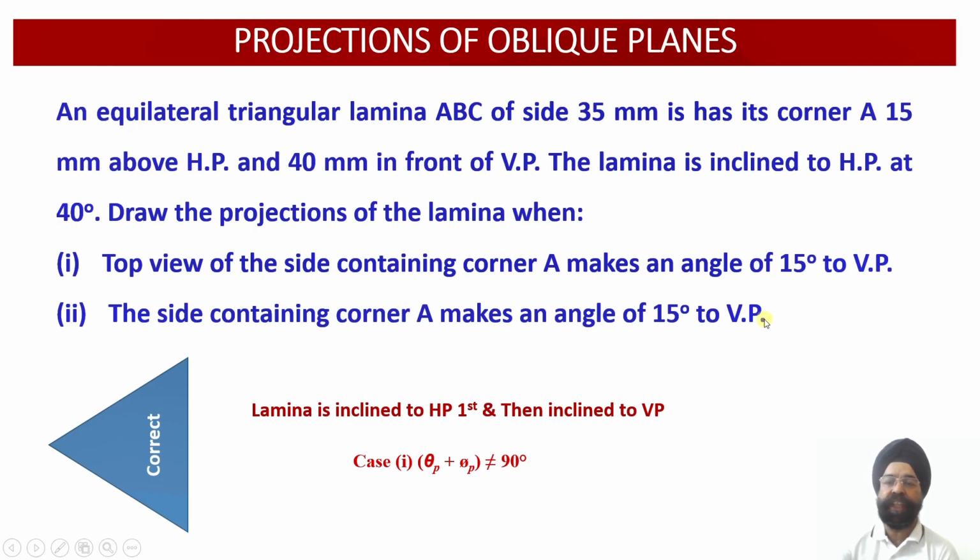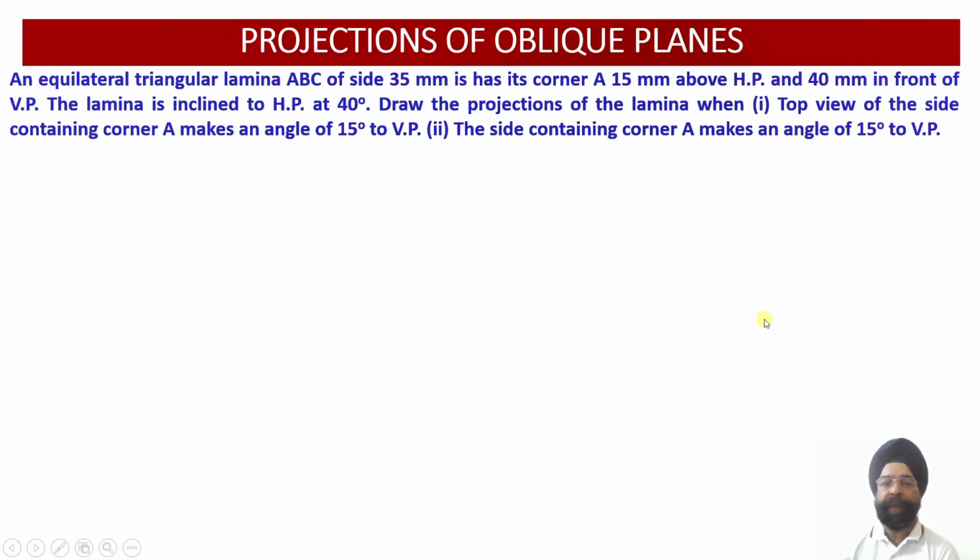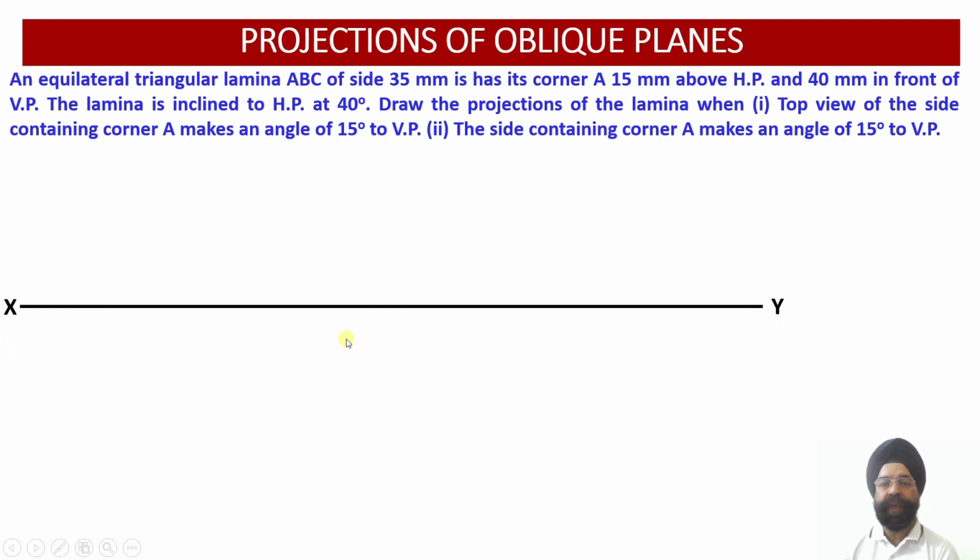So let us start drawing the projections over here. So step number 1, you draw the XY line. As we have discussed, this is the shape of the triangular lamina that we have to draw. This is 40 millimeter, that the corner A happens to be 40 millimeter in front of the vertical plane, and it happens to be 15 millimeter above the horizontal plane.